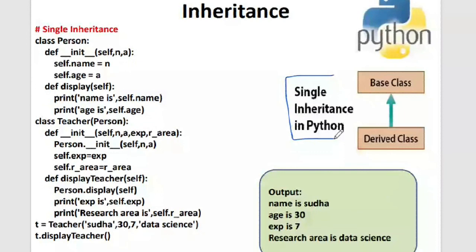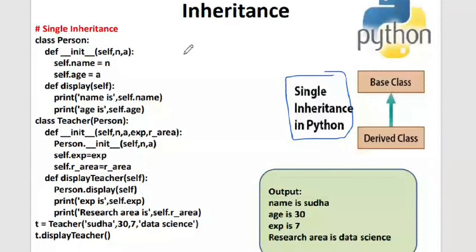Now there are four types of inheritance that Python supports. It is not the same with other programming languages. For example, Java does not support multiple inheritance through classes. That is again a very, very important question in Java. But Python supports multiple inheritance.